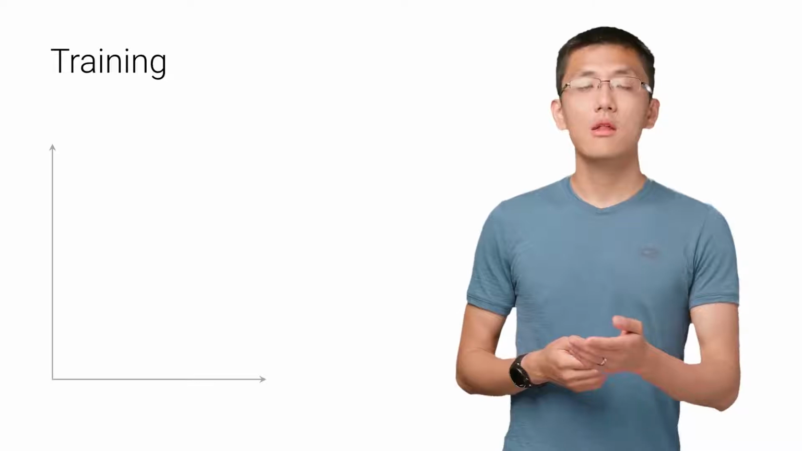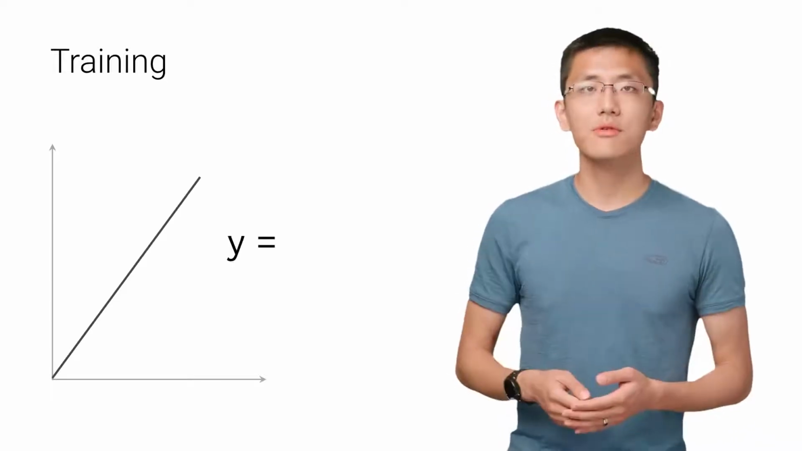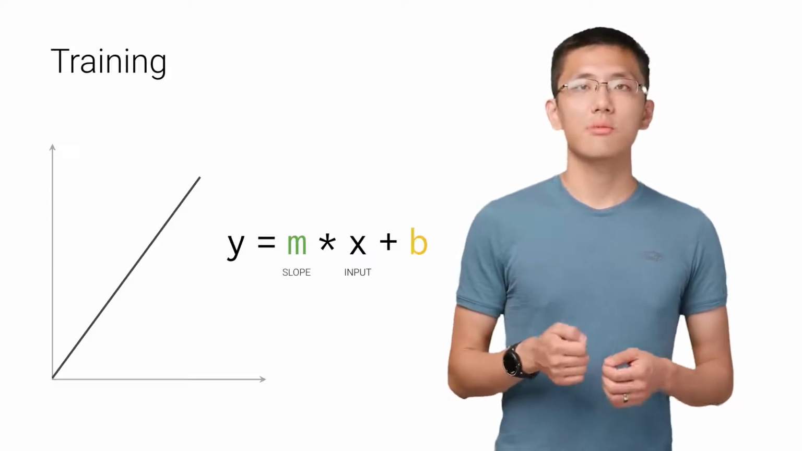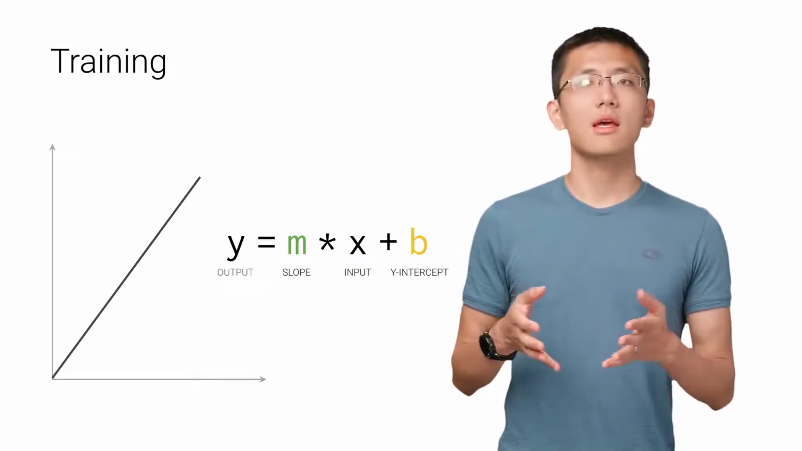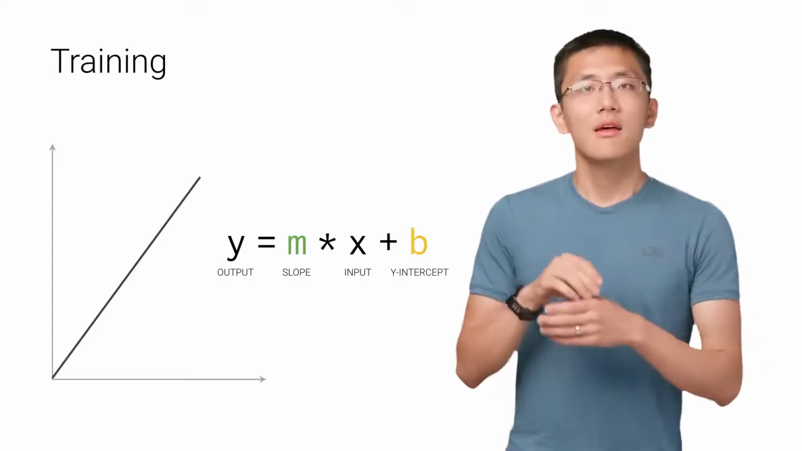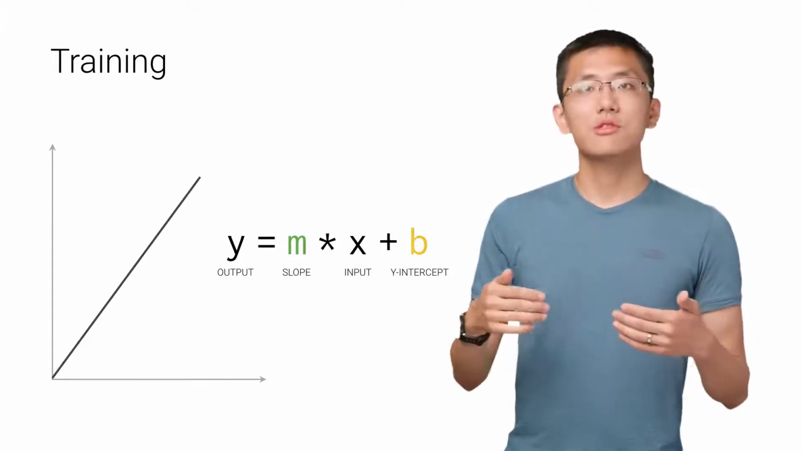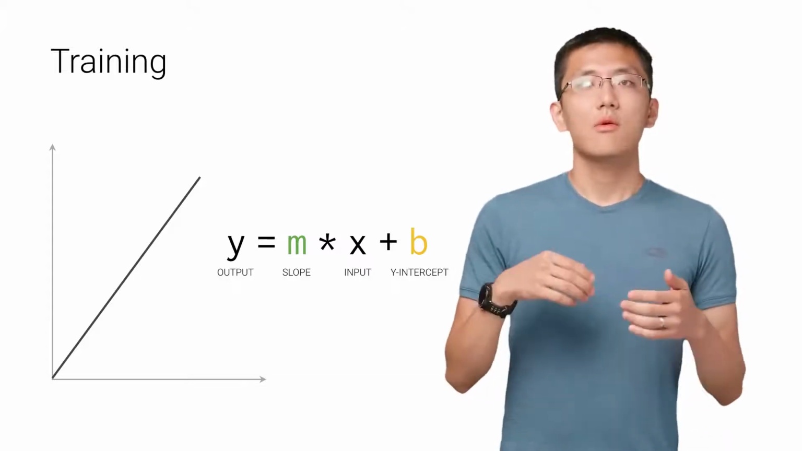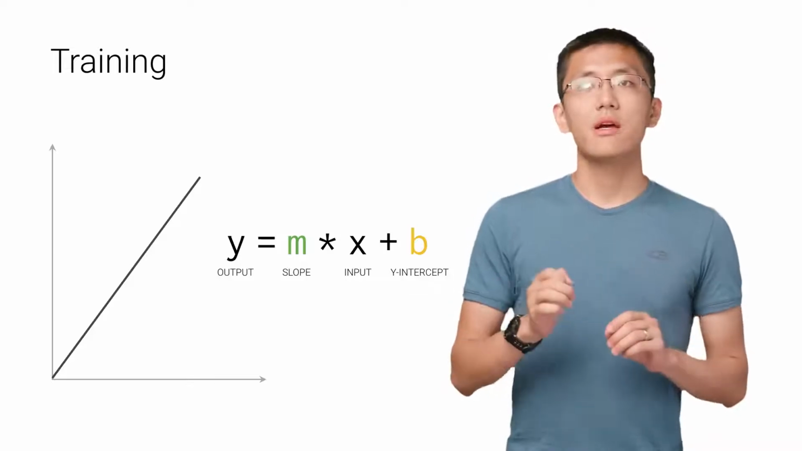In particular, the formula for a straight line is y equals mx plus b, where x is the input, m is the slope of the line, b is the y-intercept, and y is the value of the line at that position, x. The values we have available to us to adjust or train are just m and b, where m is that slope and b is the y-intercept.